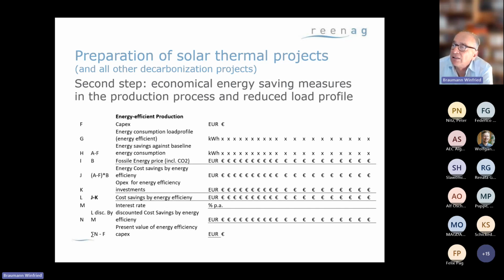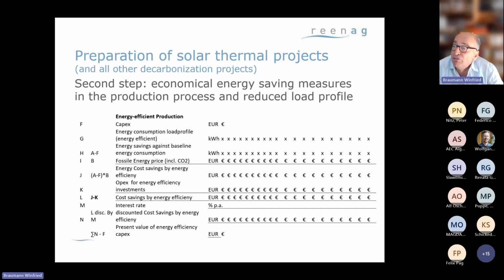We are then looking at the energy efficiency load profile, at the energy savings against the baseline energy consumption, which is the load derived from the load profile of the fossil energy case, multiplied with the fossil energy price. Then we have the energy cost savings by energy efficiency.